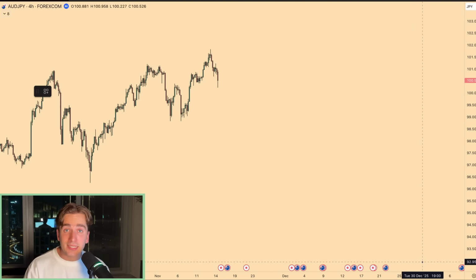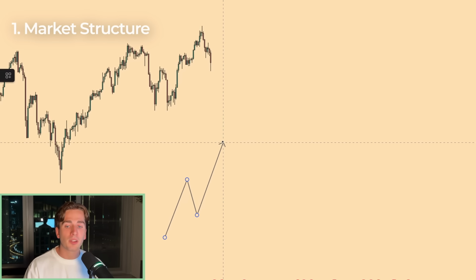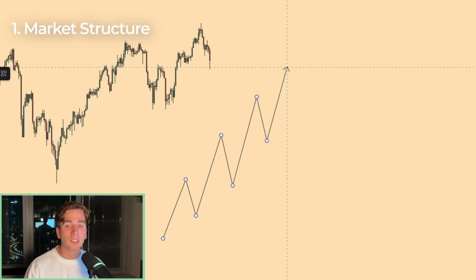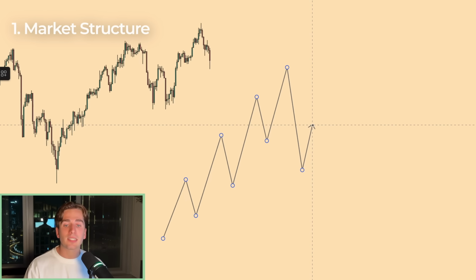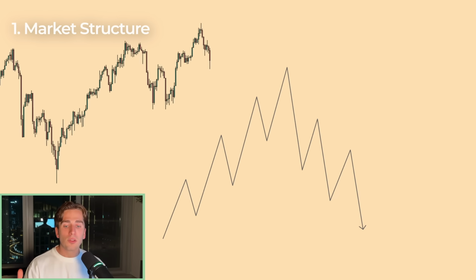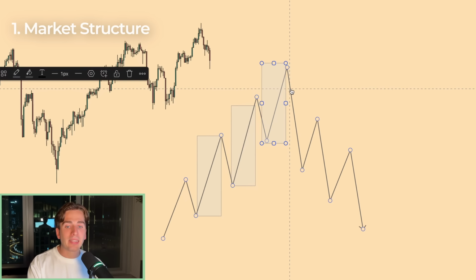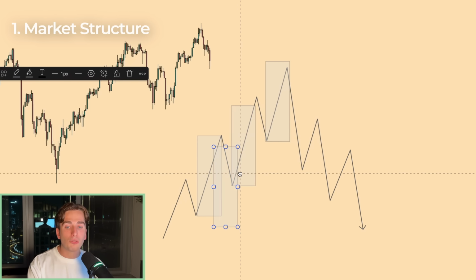Now let's start with the basics. What is market structure? Market structure is something as simple as identifying an overall uptrend where you're forming higher highs and higher lows, and a downtrend is identifying something as simple where you're creating lower lows and lower highs. The overall aim of the game with trading market structure is that you understand when the market is impulsing in towards the upside and when the market is making a retracement back in towards the downside.